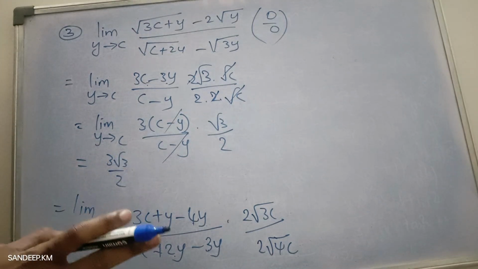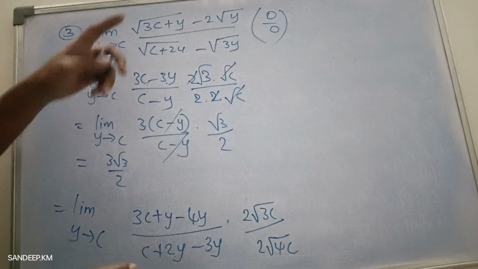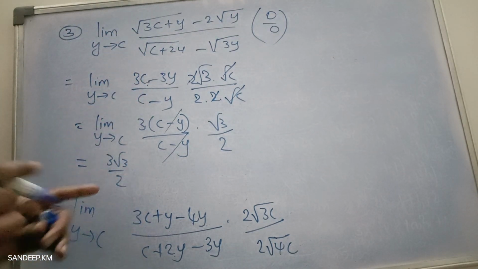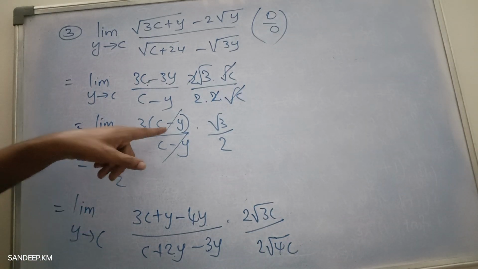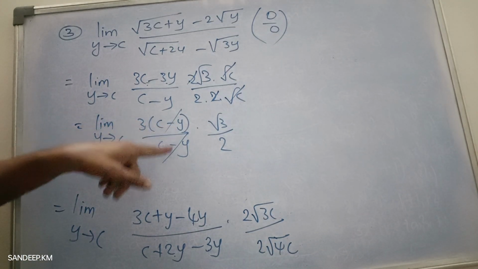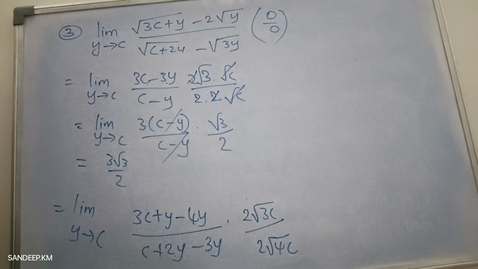I hope it's easy. This is a question where we are rationalizing both the numerator and also the denominator. Okay. So the factor responsible for 0 in the numerator and 0 in the denominator got cancelled. Okay. Next, we'll go with the next question.